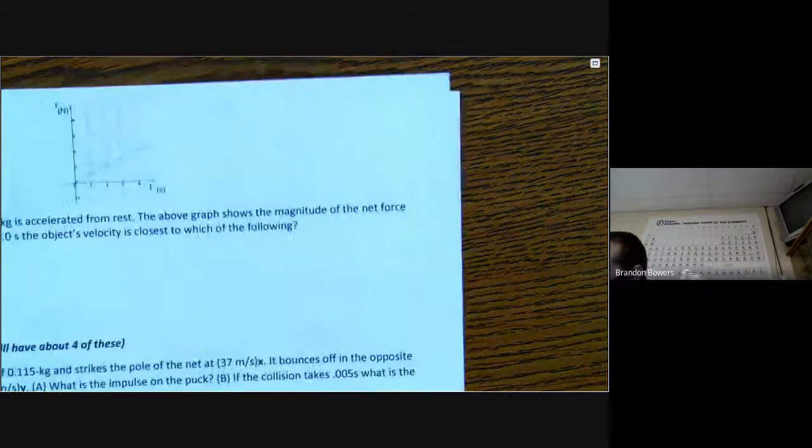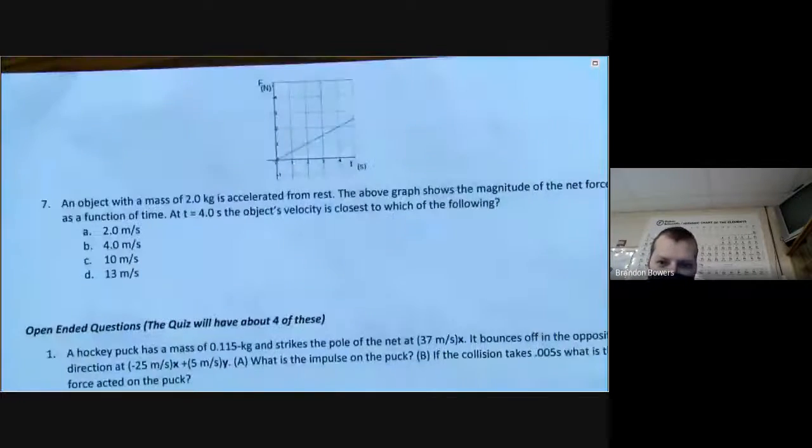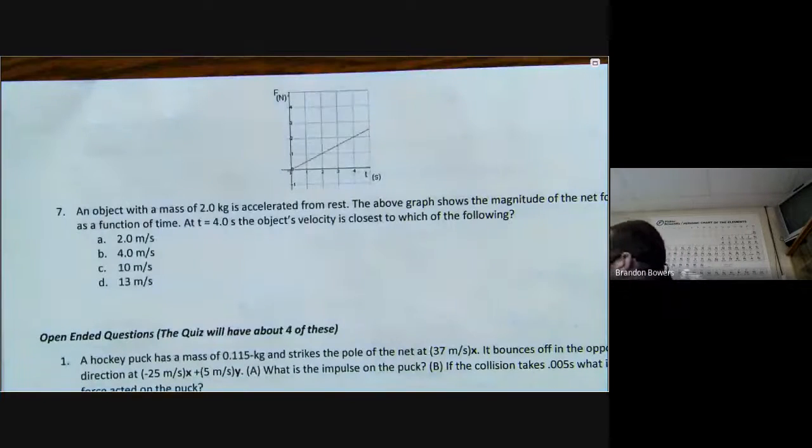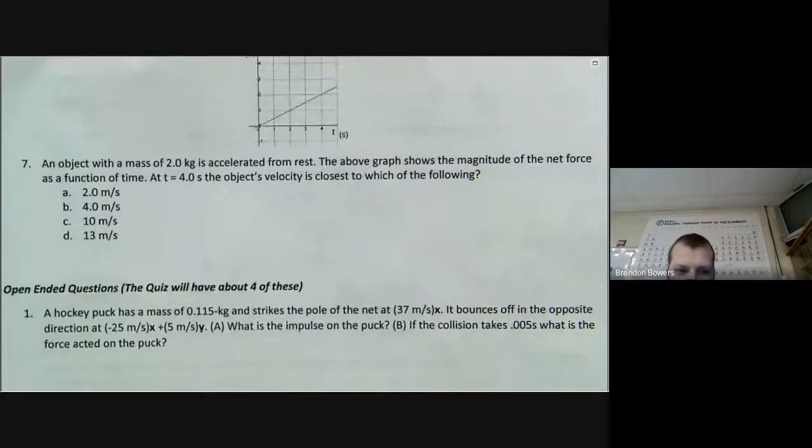All right. So number 7 says, an object with a mass of 2 kilograms is accelerated from rest. The above graph shows the magnitude of the net force as a function of time. At time 4, the object's velocity is closest to which of the following? Okay. So remember, impulse is the area under the curve.